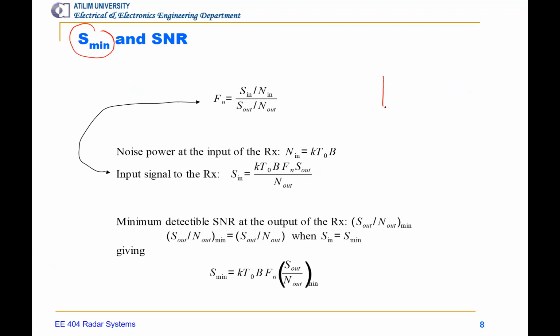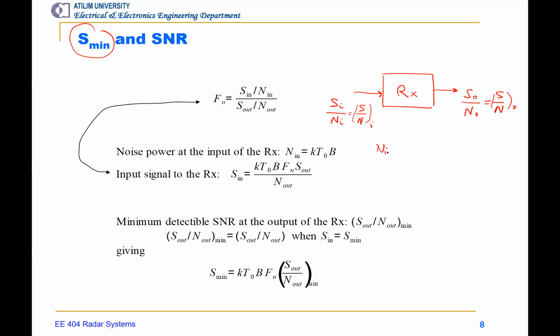Okay, we again take a receiver, and we got an input and an output. Here we got input signal power and input noise power, so the ratio is S over N input. At the output we got output signal power and output noise power, which is S over N output. Now let's write the input noise power of the receiver.